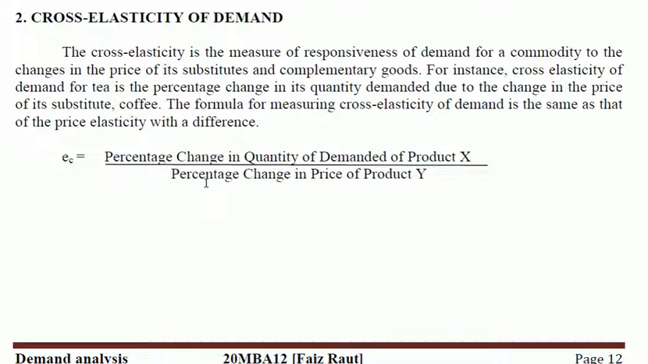So cross elasticity, that's the reason the formula goes: percentage change in the quantity demanded of product X divided by the percentage change in the price of product Y. A different product, the price of a different product, is determining your demand.